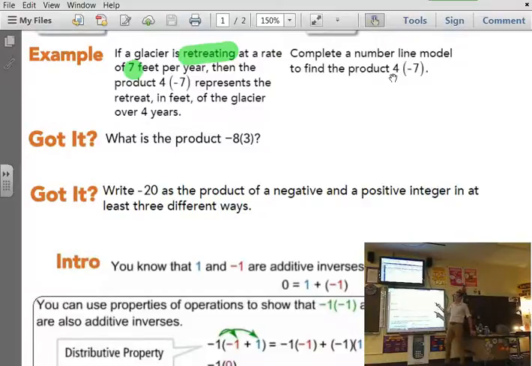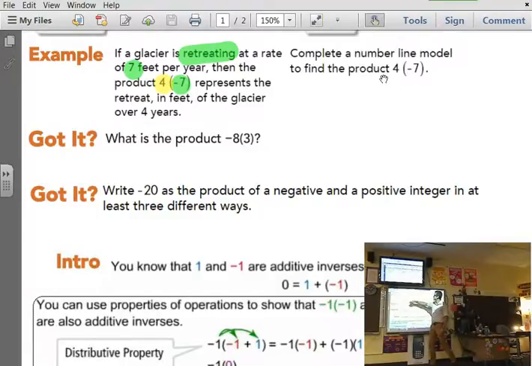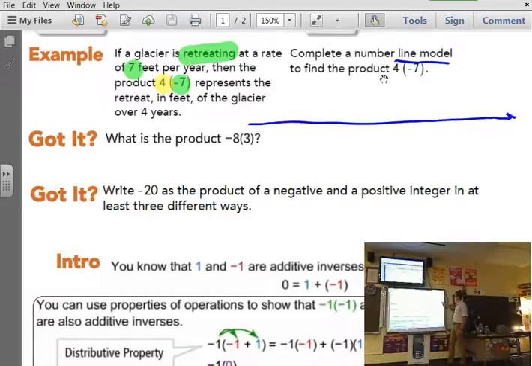So if it's retreating 7 every year, that's like a -7. And if this happens for 4 years, then we're just going to lose 7 4 times. So it wants us to use a number line model. So, am I ever going to go positive here?